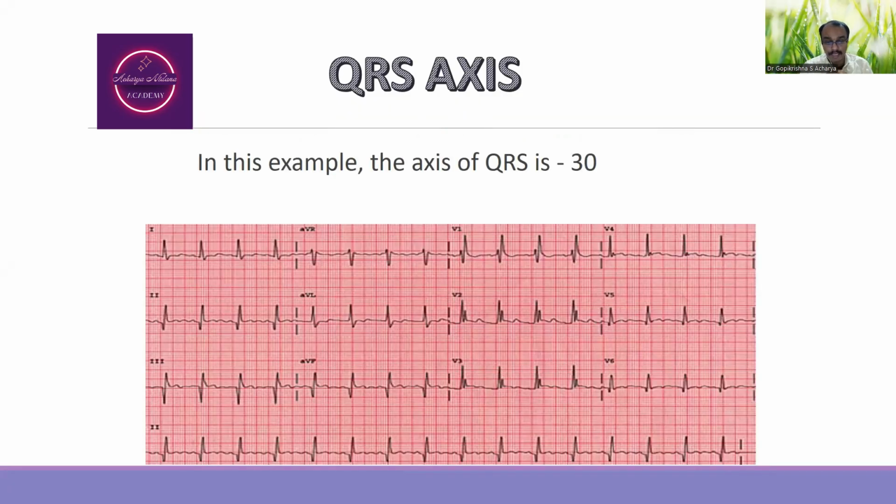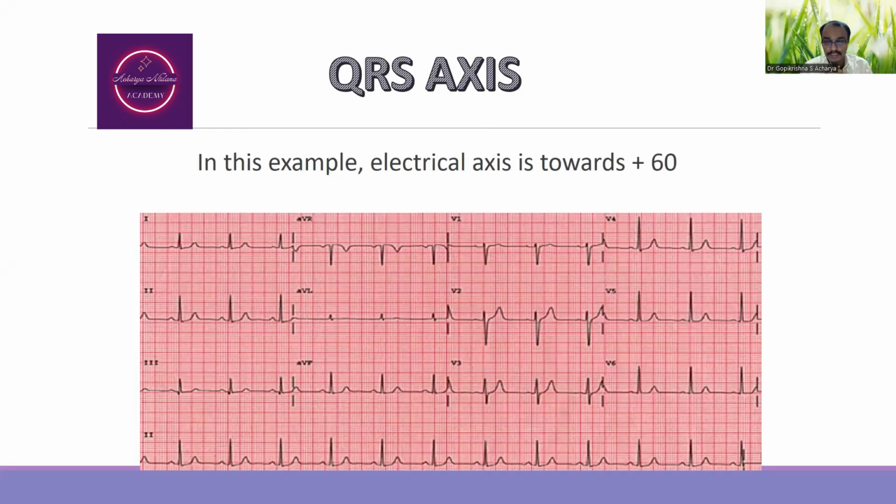In this particular example, electrical axis will be -30. See, it's again a case of right bundle branch block. In this particular example, lead AVL is having almost equiphasic deflection and lead 2 is having the prominent positive deflection. Electrical axis in this particular example is plus 60.